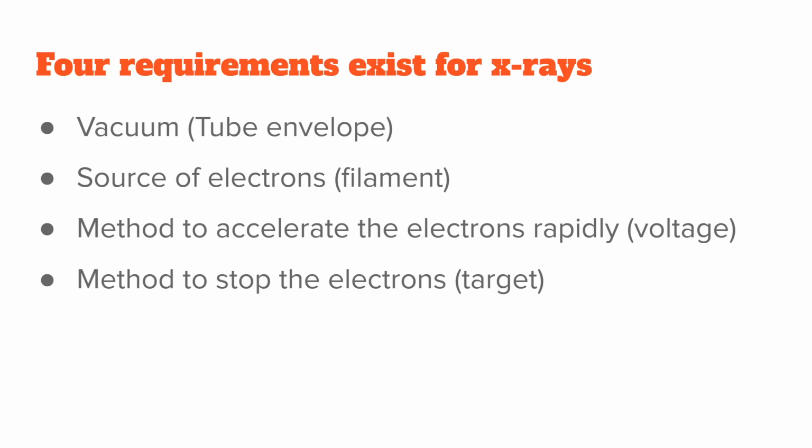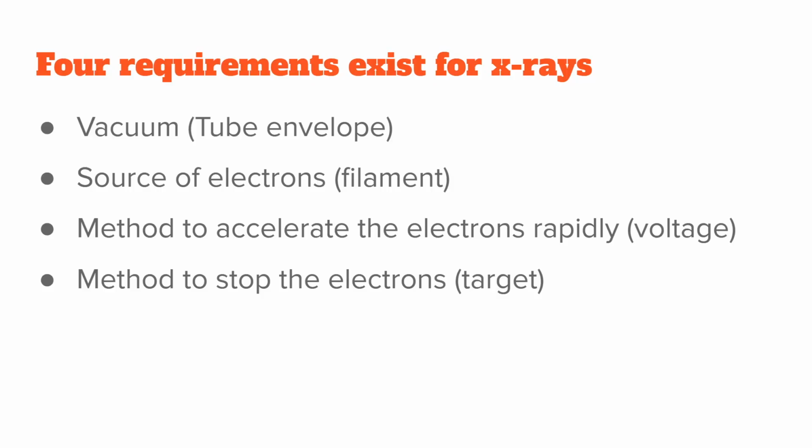The four requirements exist for x-ray. Just good to know these. The vacuum, which is the tube envelope. It's important to know that it's a vacuum, to know that when these electrons are proceeding through the tube, they're not interacting with any air. They're not colliding with air and having any issues with that.